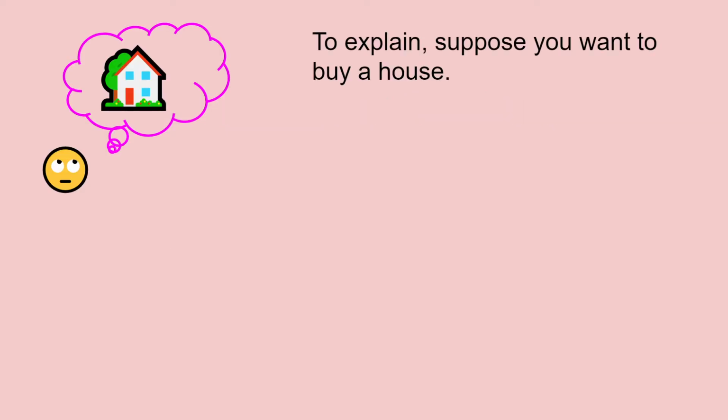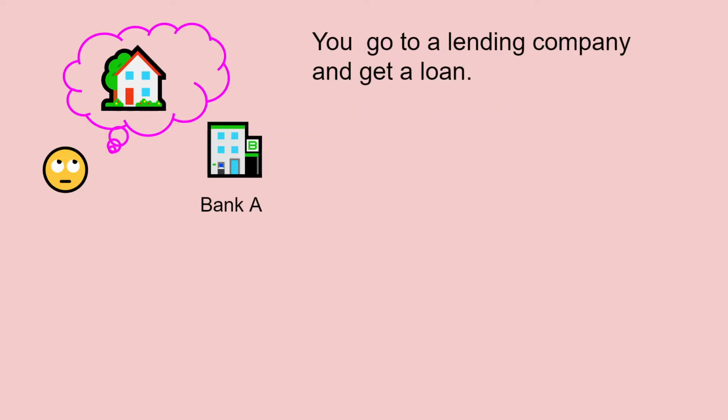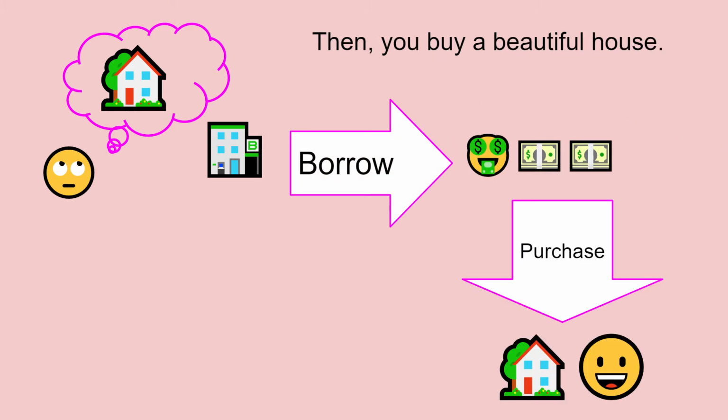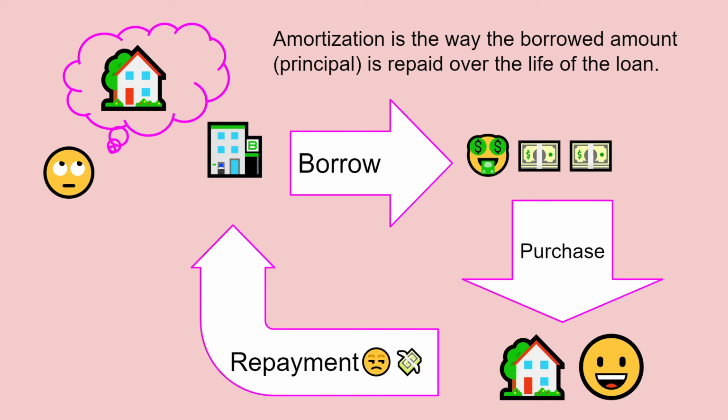This video is about loan amortization. To explain, suppose you want to buy a house. You go to a lending company and get a loan. Then you buy a beautiful house. Now is the time to repay your loan.